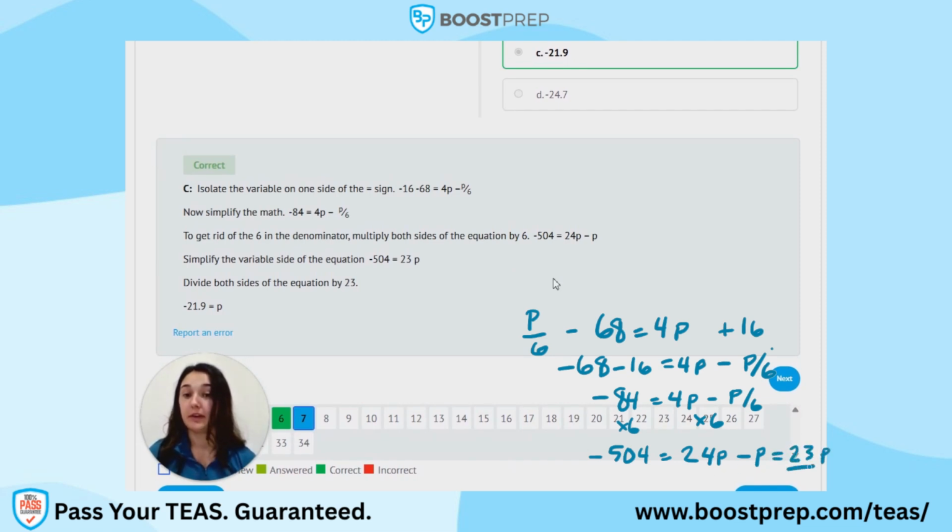So you then simplify the variable on the side of the equation yet again. That gives you 24P minus P, 23P. Divide P by 23 and negative 504 by 23. That gives you negative 21.9 equals P.